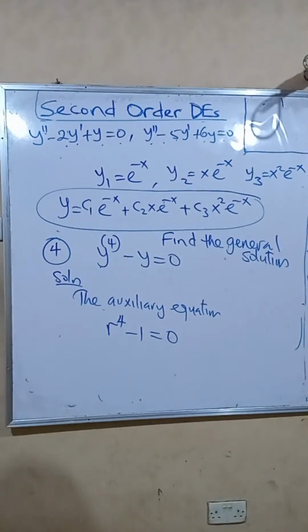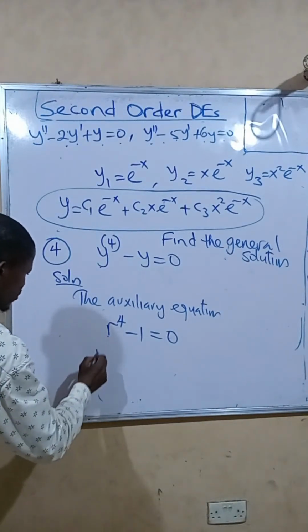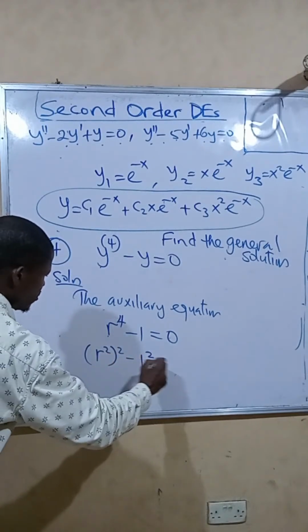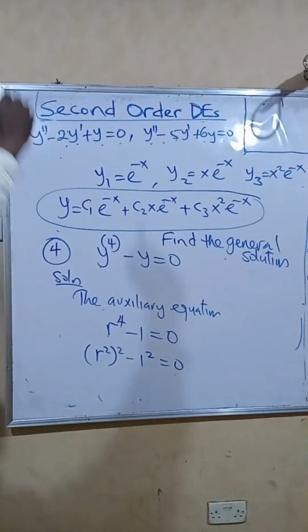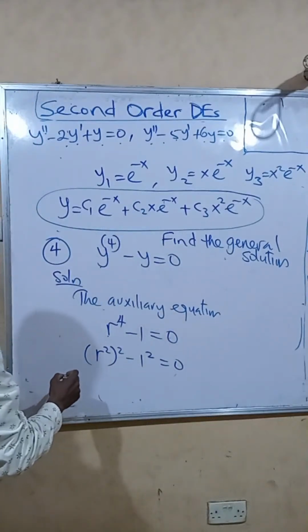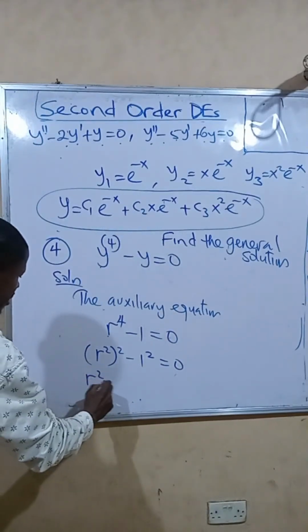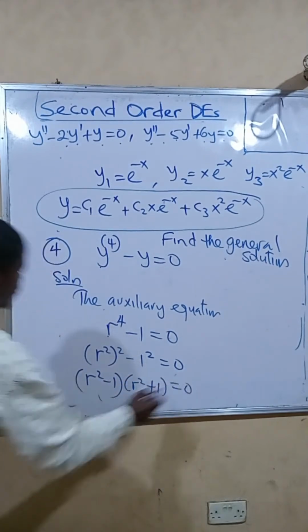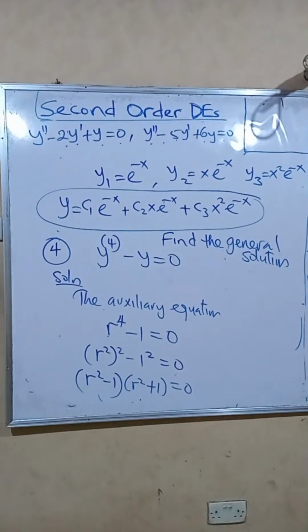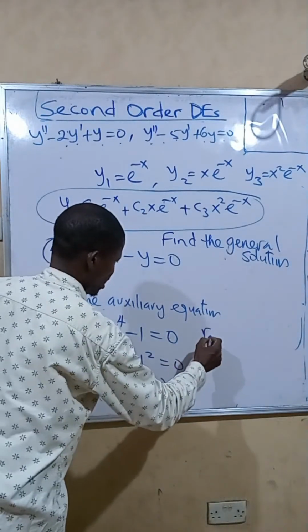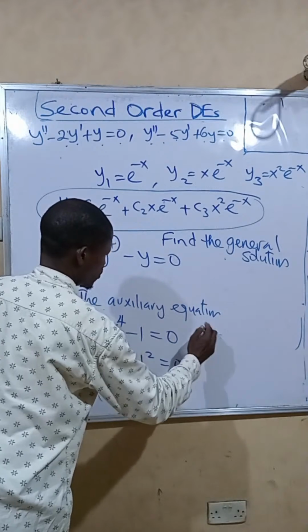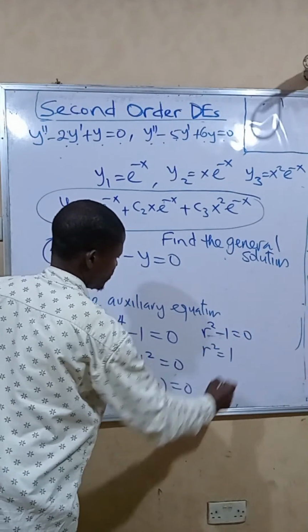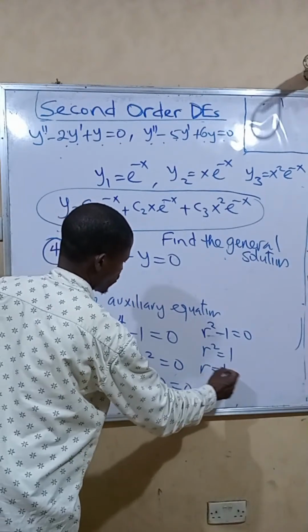Then we can write this as r squared squared minus 1 squared, making a difference of squares. That will be r squared minus 1, bracket, r squared plus 1, equal to 0. So r squared minus 1 is equal to 0, which is r squared is equal to 1. So r is equal to plus or minus 1.